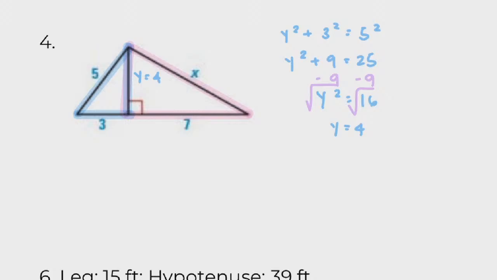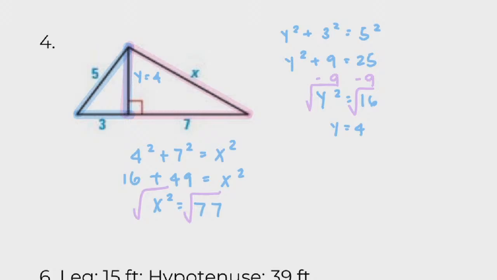So now that I know what that is, I can solve for x. So x is the hypotenuse. So 4 squared plus 7 squared equals x squared. So we get 16 plus 49 equals x squared. So we get x squared equals 77. And then we're going to square root both sides. 77 breaks up into 7 times 11, and both of those numbers don't break up anymore, so there are no pairs. So we can leave it as the square root of 77.